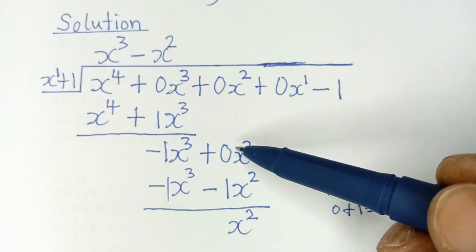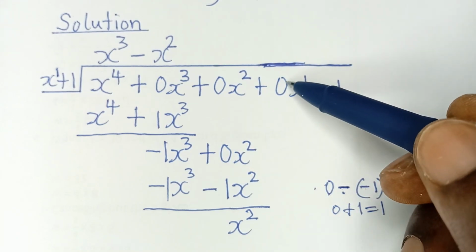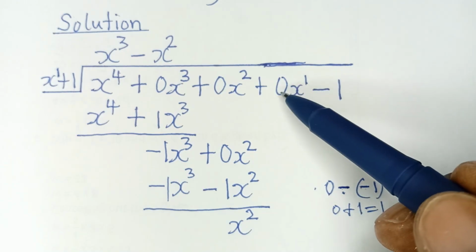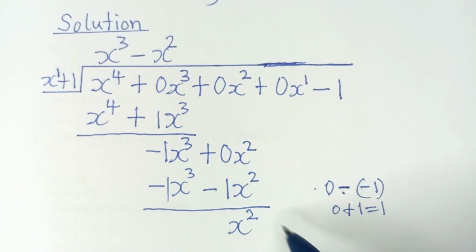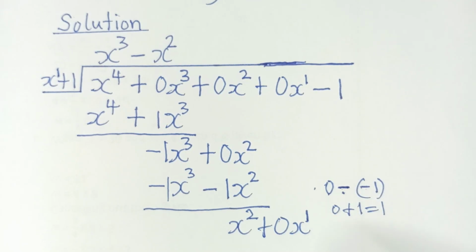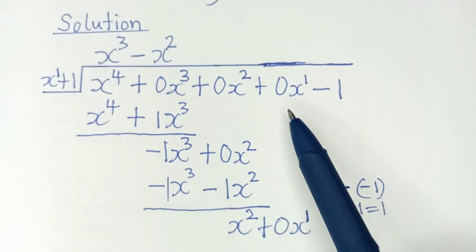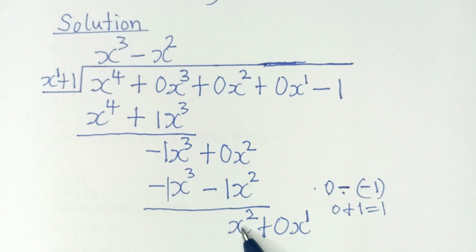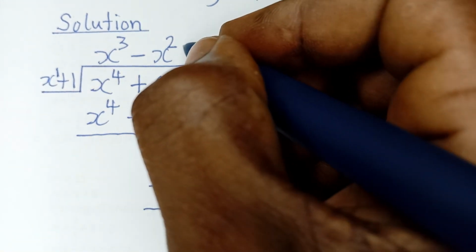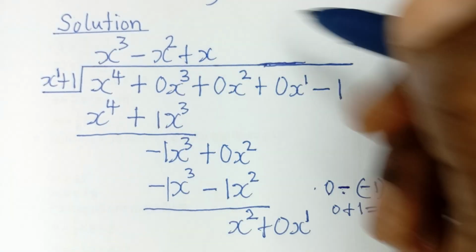Then now, after I have subtracted, the next thing to do is to bring the next term in the original question. So this is 0x raised to power 1. So I'm going to put plus 0x raised to power 1. Then now, after doing that, I'm going to start my division process all over again. So after bringing out this, I start my division process. So x squared divided by x will simply give me x. So I'm going to write plus x.